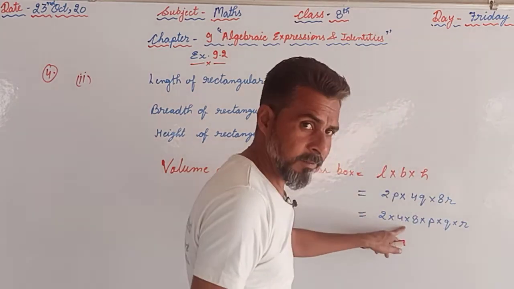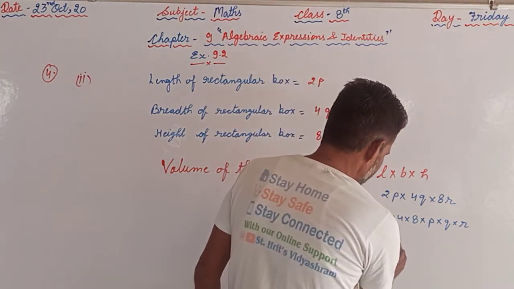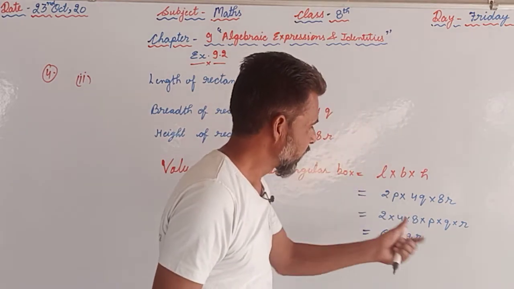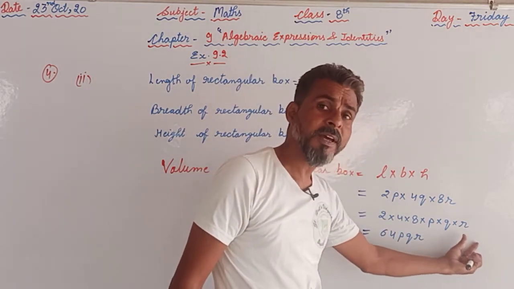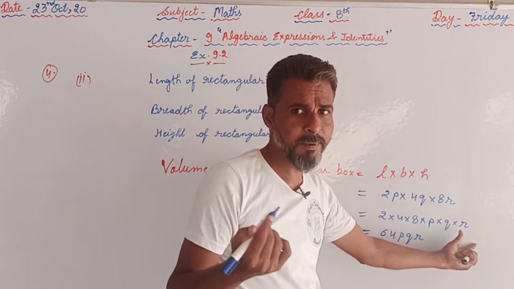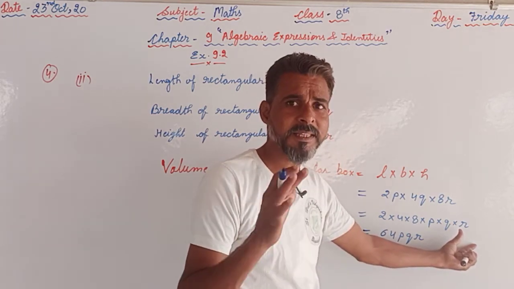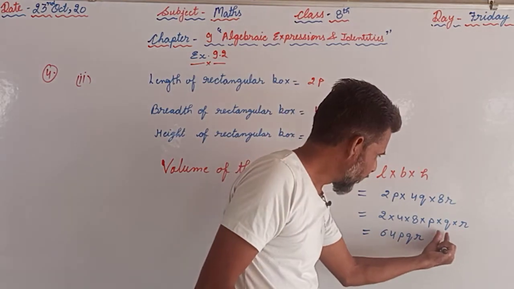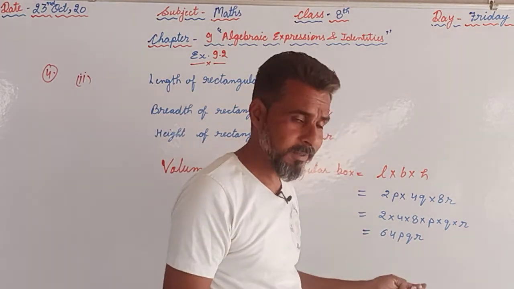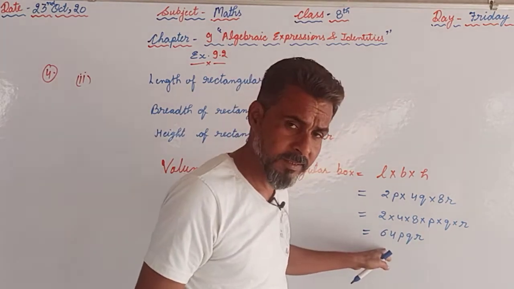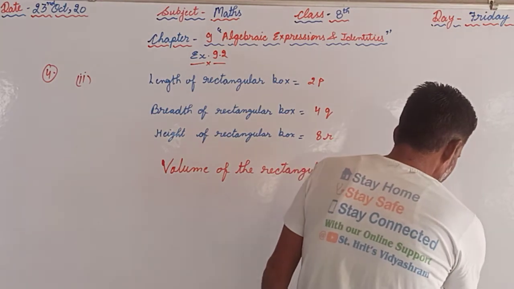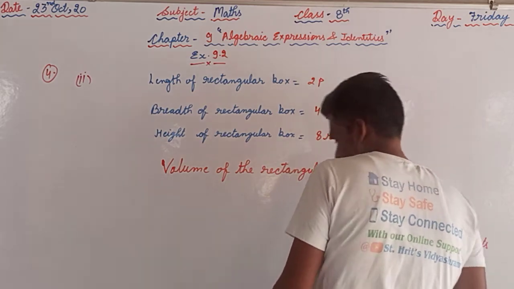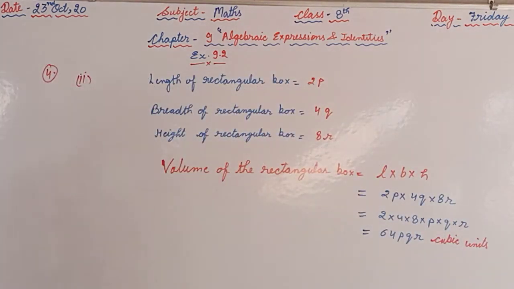So 2 4s are 8, 8 8s are 64 pqr, because we are having the different variables. So if we are having the different variables, then we cannot add the powers. We can add the powers when we are multiplying the same variables with the different powers or same powers. Here the different variables are there, p q r, so that we will write like this only. So the answer is 64 pqr cubic units. So like this you are supposed to proceed.